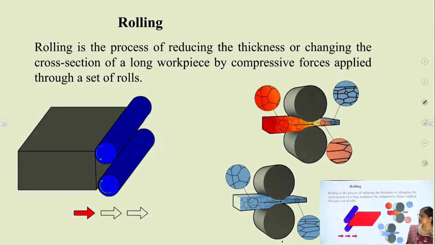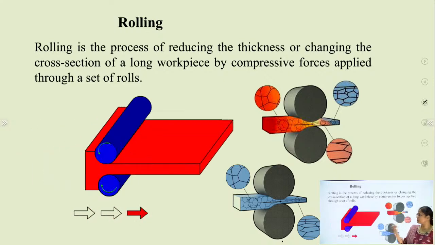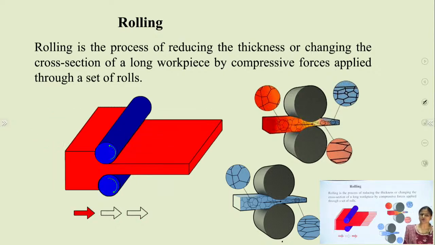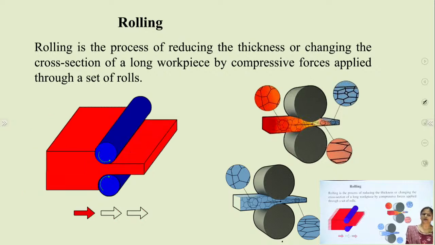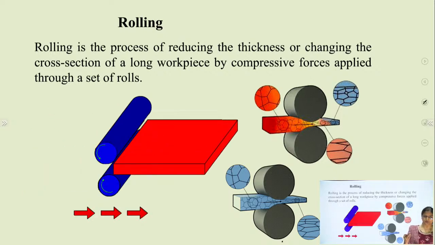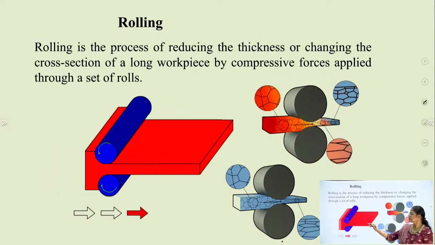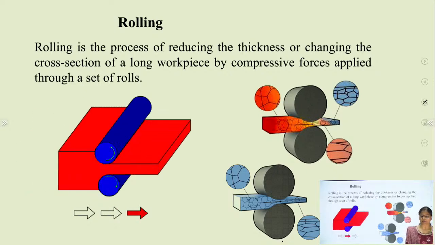The entry condition is that there are two types of forces, frictional forces and normal forces, acting on the workpiece material. When the horizontal component of the friction force becomes equal to or greater than the horizontal component of the normal force, only then does the material start passing through the set of rolls.